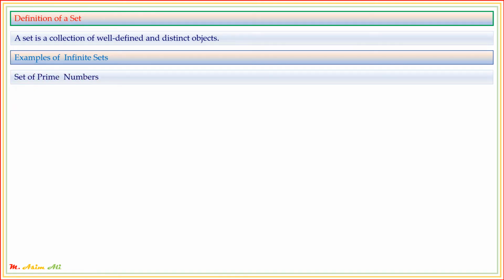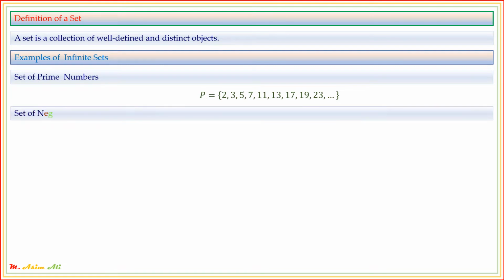Next, we have the set of prime numbers. Prime numbers are those numbers which do not divide on any table except 1 or itself. They have only two factors, 1 and itself. So 2 is the smallest prime number, then we have 3, 5, 7, 11, and so on. 2 is the only prime number which is even as well. Then we have set of negative integers. Negative integers are the negative natural numbers simply.